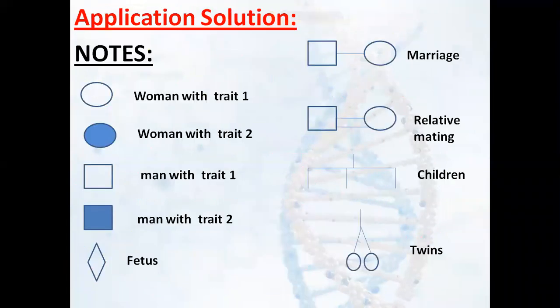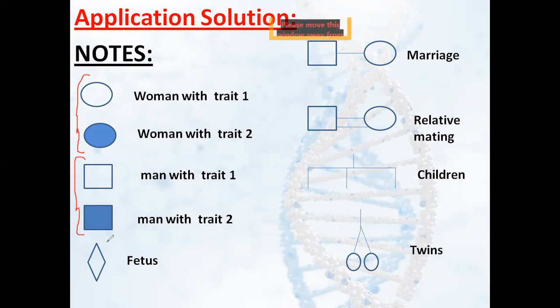First of all, these notes are very important. Always and always and always: the circle is for the female. I'm going to use the white circle for the normal and the filled circle for the affected. So trait 1 is the normal, and trait 2 is the disease. And the box is for the man: the empty box for the man with trait 1, a normal, and the filled box for the man with trait 2, the affected. The symbol for the fetus or the embryo will be like this.